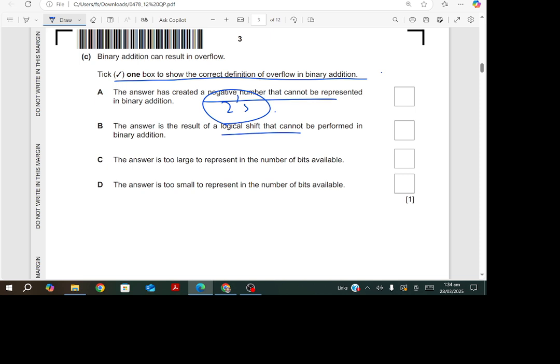Yes, because as the definition is, the result of a calculation is giving us a value which exceeds the allocated size of the register, which means more bits need to be stored. So the answer is too large to be represented in the number of bits available.